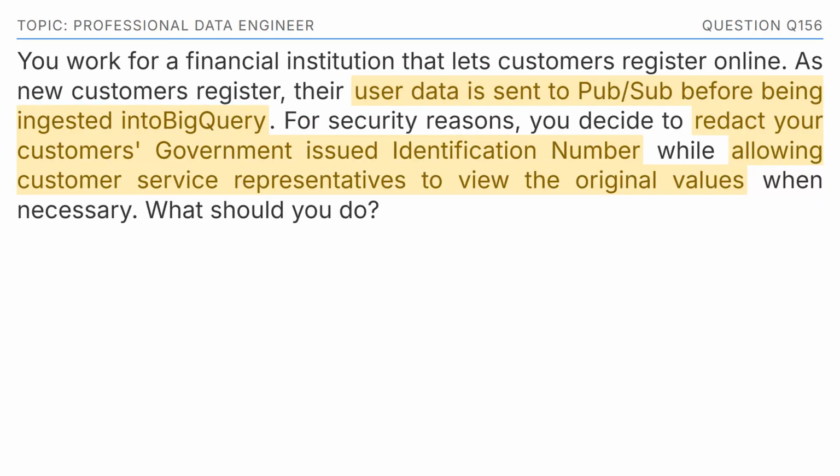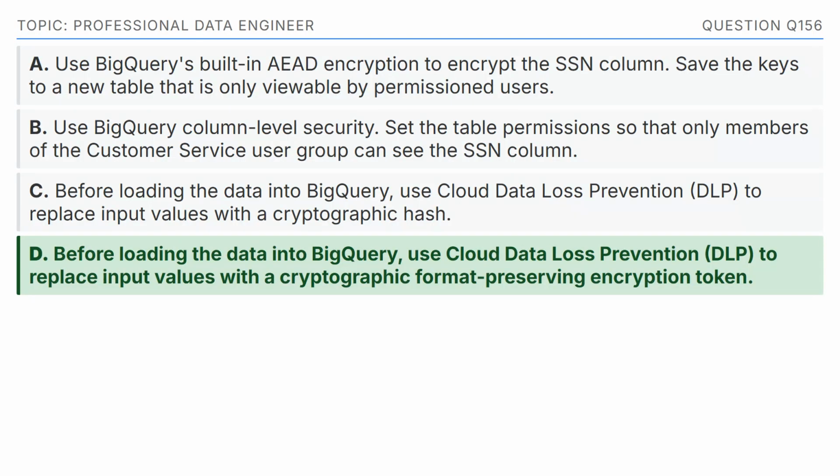To arrive at the correct answer, we focus on the keywords: user data is sent to Pub/Sub before being ingested into BigQuery, redact your customer's government-issued identification number, allowing customer service representatives to view the original values. The correct answer is option D, before loading the data into BigQuery, use Cloud Data Loss Prevention (DLP) to replace input values with a cryptographic format-preserving encryption token.